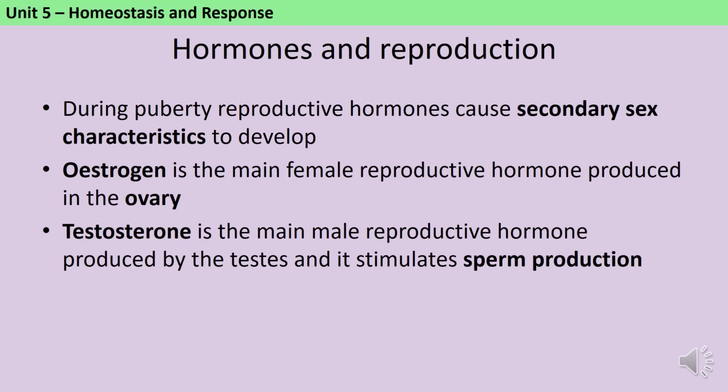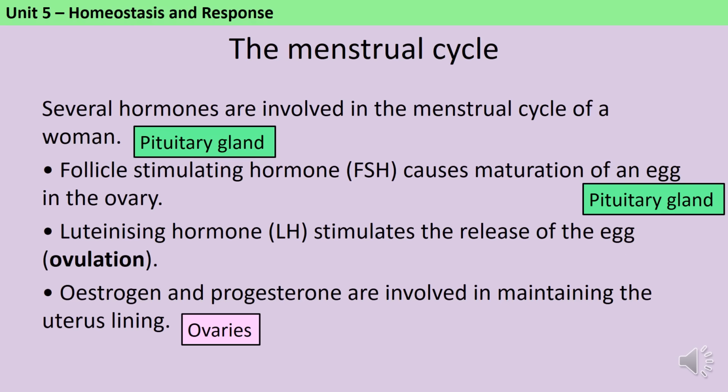During puberty, the levels of reproductive hormones like estrogen and testosterone begin to rise, and this causes the development of secondary sexual characteristics like breast growth and facial hair growth. In females, the main reproductive hormone is estrogen, which is produced in the ovaries, and in males it's testosterone, which is produced in the testes and stimulates sperm production. The menstrual cycle is controlled by 4 different reproductive hormones.